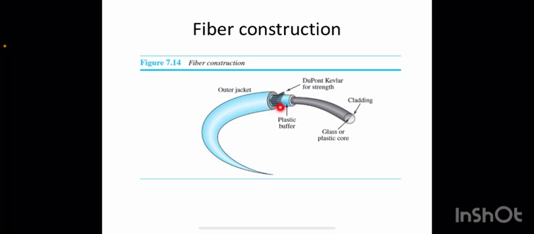We have another set of strands, which are Kevlar strands. And what is Kevlar? It's a strong material which is used in the fabrication of bulletproof vests and the like. Below the Kevlar is another plastic buffer. It acts as a cushion for the fiber. And then we have the cladding and then the core. Inside we have the core and the outer covering is the cladding. This is how it is constructed.